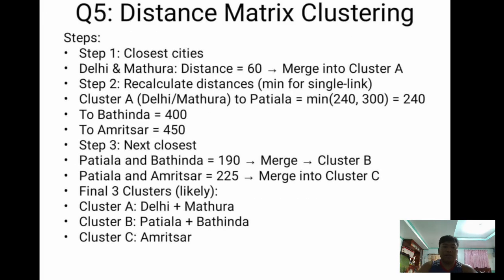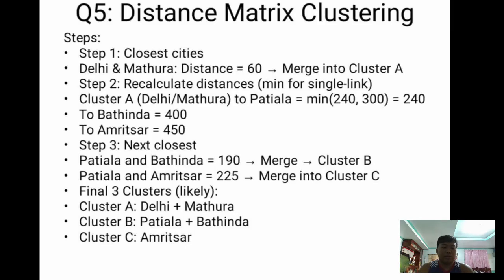And for question 5, distance matrix clustering, these are the basic steps. Step 1 is the closest cities, Delhi and Mathura, distance equals 60, to merge into cluster A. Step 2 is recalculate distance using single link. Cluster A, Delhi and Mathura, to Patiala equals minimum of 240 and 300, which equals 240. To Bathinda is 400 and to Amritsar is 450.